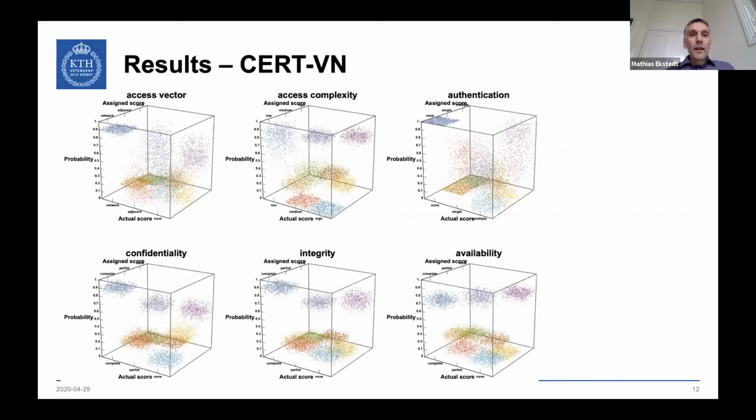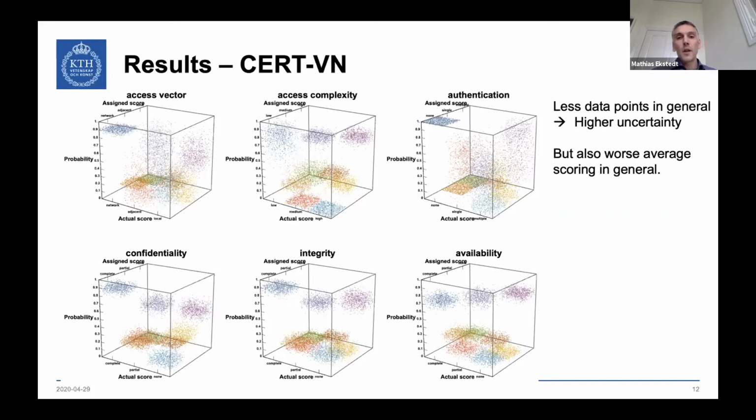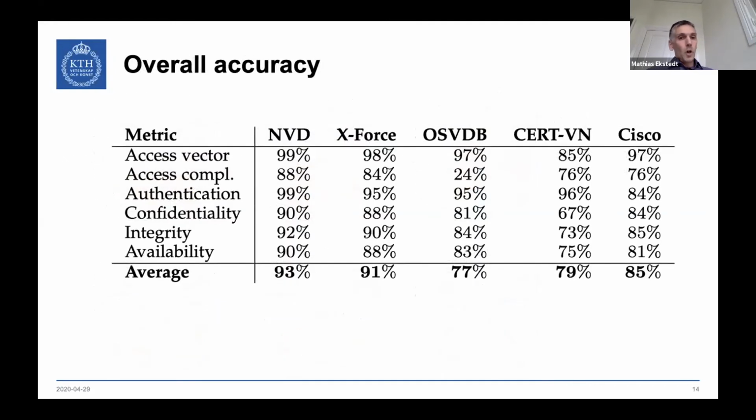Here's an example of Carnegie Mellon's results. Not at all as good, and in general, it had a lot fewer data points, so there's much more uncertainty here, as you can see. But in general, not scoring as well. Okay, so that was the detailed analysis, and if you're more interested, you can go into the paper and read all about it and form your own thoughts about that. If we try to go the other way and aggregate, what are the results?